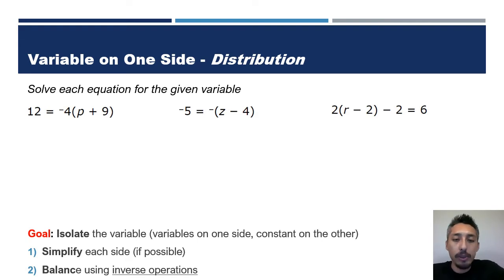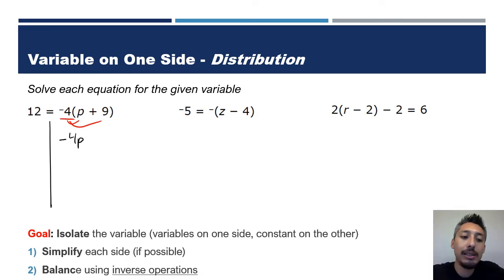So for the first one, we're going to start off by simplifying. We're going to look at both sides of the equal sign. On the left side, we have 12. We can't simplify that, it's just a 12. But on the right side, we have distribution. We're going to start off by simplifying by actually doing that distribution. So here we have a negative 4 on the outside, which means that we can multiply negative 4 with everything inside of the parentheses. Again, that's distribution. Negative 4 times p is negative 4p. Negative 4 times a positive 9 is going to be a negative 36.